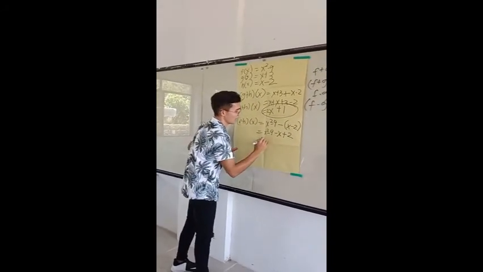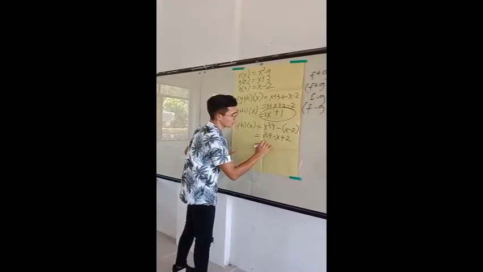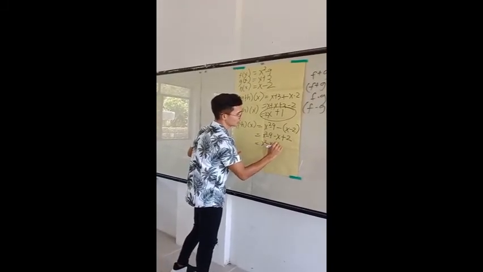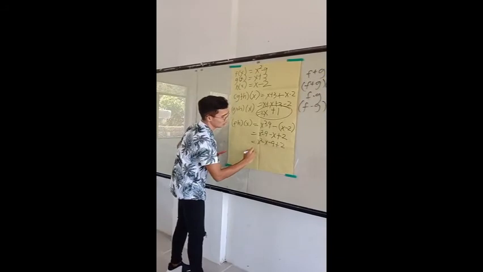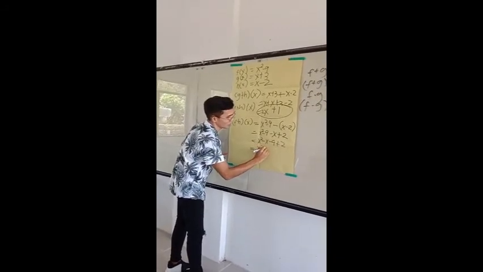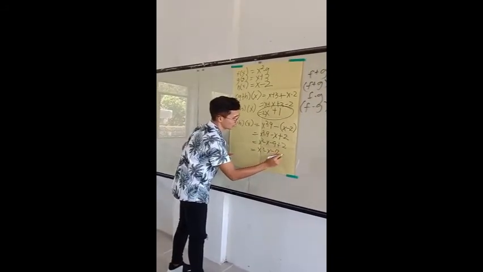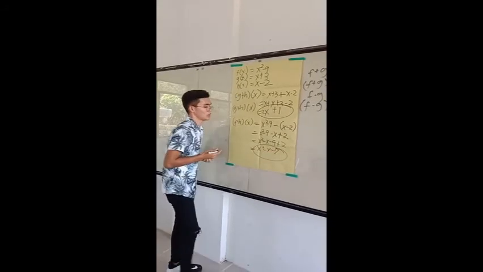So simplify and then combine like terms. x squared minus x minus 9 plus 2 is equal to x squared minus x minus 7. Okay guys, that is the final answer for addition and subtraction. Did you get it? Is everything clear to you guys?